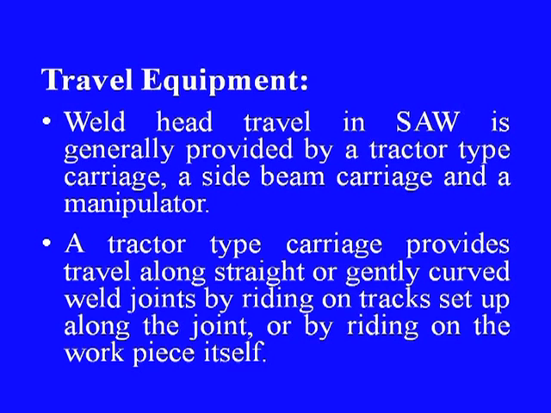Weld head travel in submerged arc welding is generally provided by a tractor type carriage, a side beam carriage, and a manipulator. A tractor type carriage provides travel along straight or gently curved weld joints by riding on tracks set up along the joint or by riding on the workpiece itself. Some guiding wheels or mechanical joint tracking devices are also used.